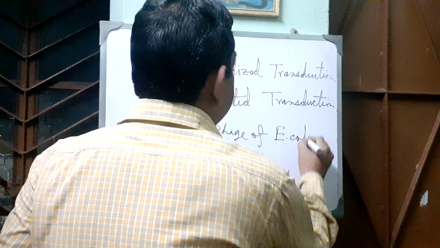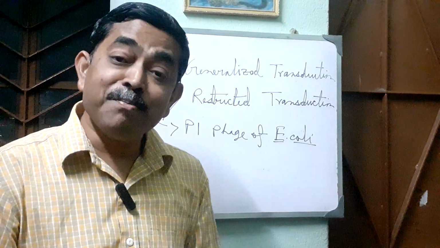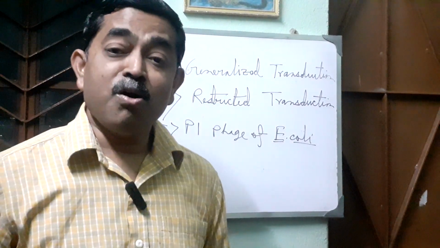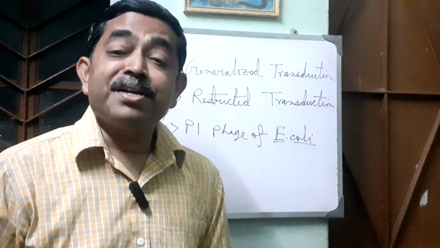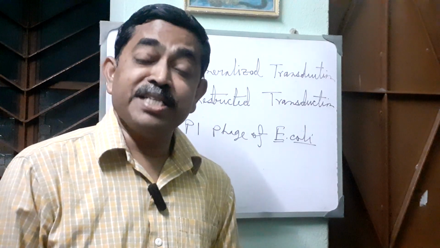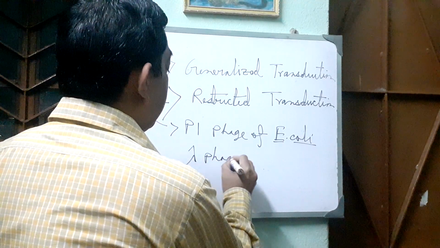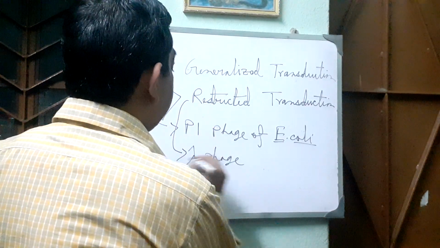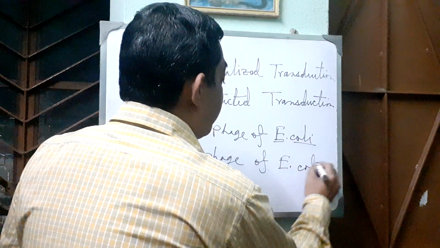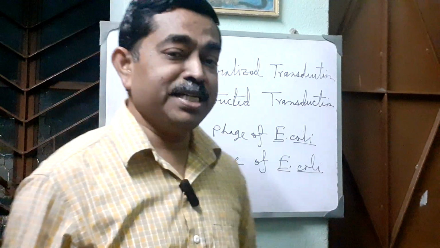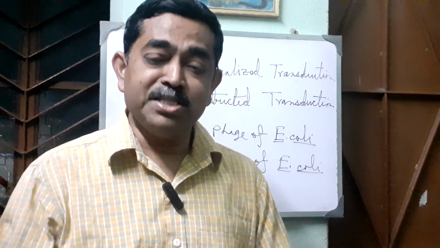P1 phage of E. coli, and it is restricted transduction. Restricted transduction only happens at a particular, specific phase of the bacterial genome. This is called specialized or restricted transduction. It is seen in the lambda phage of E. coli. What happens is the phage DNA will be released with some bacterial DNA to again start the lytic cycle.